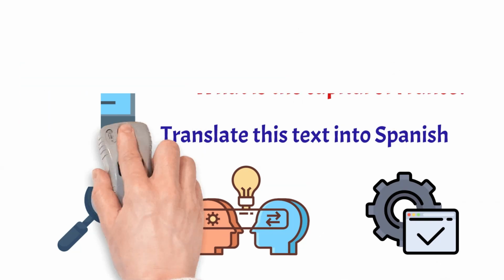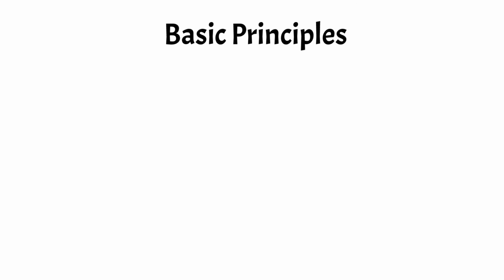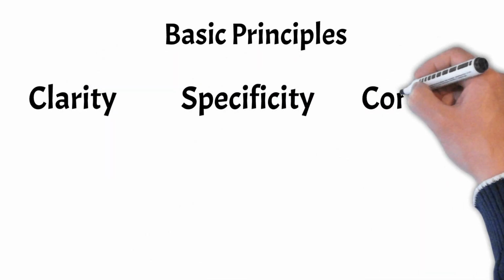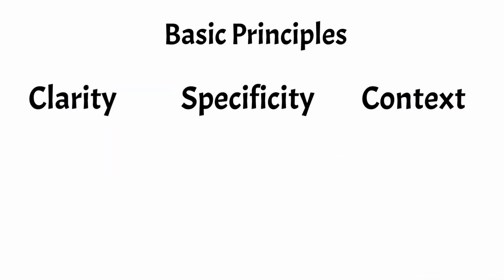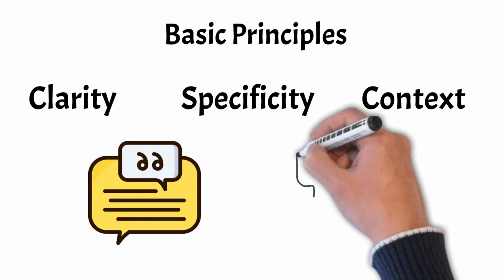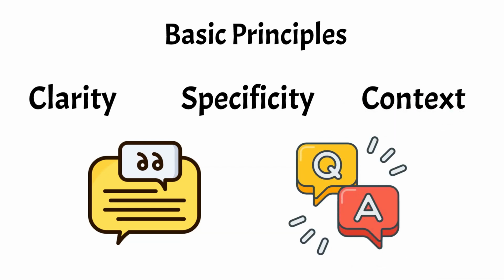Now that we know what a prompt is, let's quickly take a look at the basic principles we should keep in mind when creating prompts. There are three main principles: clarity, specificity, and context. By applying these principles, we can efficiently communicate our demands to AI systems and receive appropriate responses. Let's analyze each of them individually.